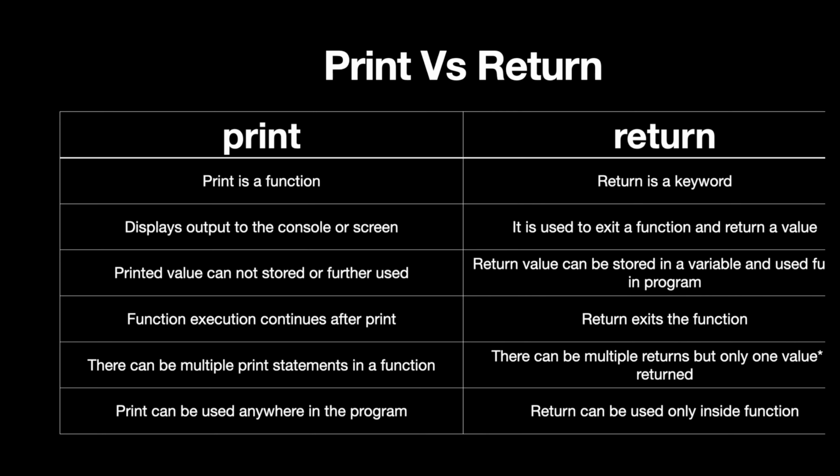Function execution continues even after print, but return exits the function, it stops there. There can be multiple print statements in a function. Similarly, there can be multiple returns in a function but only one value, and if you notice, I have put a star mark over one value. I will show it with an example. Is returned. Print can be used anywhere in the program. Return can be used only inside a function. You cannot put a return statement anywhere in the program. It can only be put inside a function.